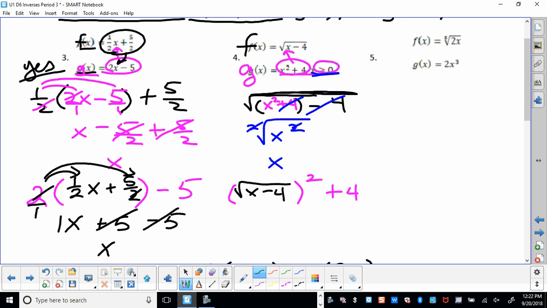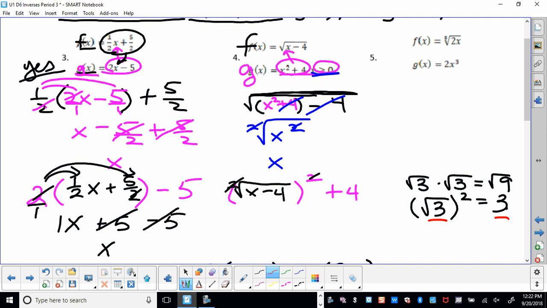Well, if I take the square root of something and I square it, again, this goes away. For example, if I have the square root of 3 times the square root of 3, well, that's the square root of 9, which is 3. So if I have the square root of 3 and I square it, I get 3. Right? But what's inside comes out. So this basically is the inverse of that. It undoes it.